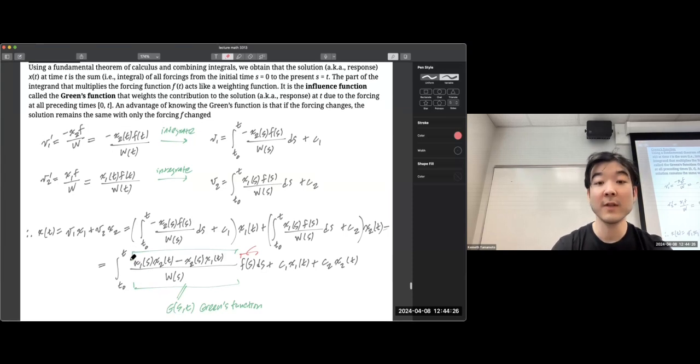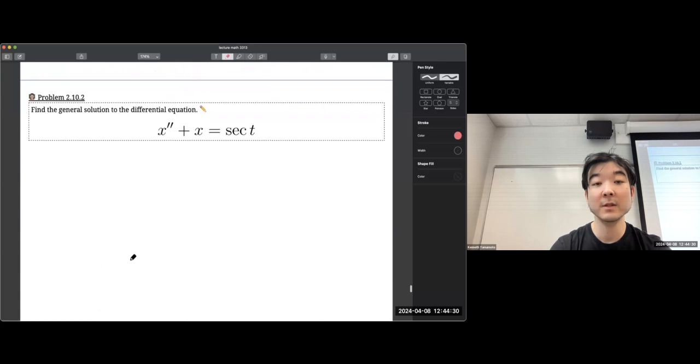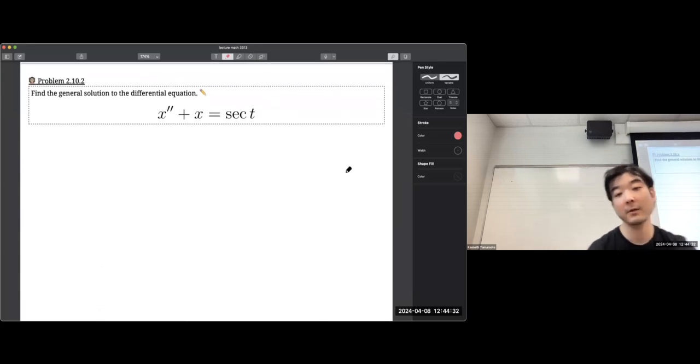We'll do an example of that, but that's a nice physical idea that comes up in a lot of other fields. So I wanted to bring that up. So let's get more familiar with the variation of parameters.